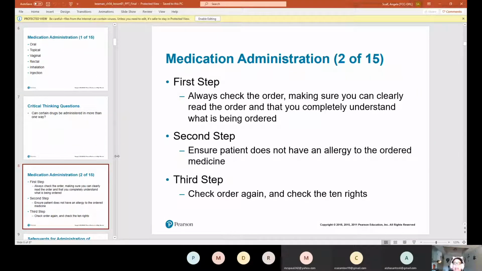So I gave y'all the rights. Has everybody in here looked over them? The right patient, right dose, right route, right... It was called the 10 rights. Did y'all see that? Yeah. Okay. That is your MA 10 commandments.